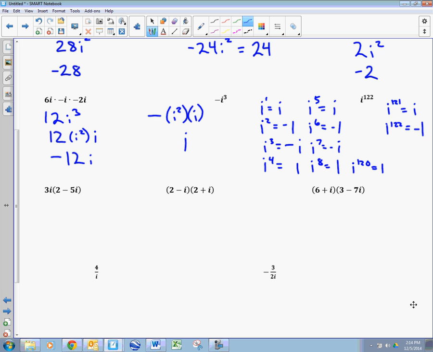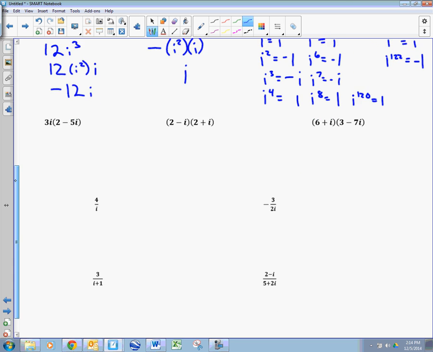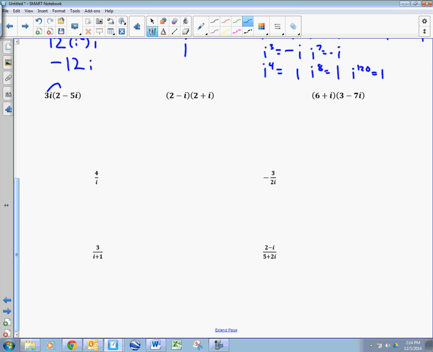This isn't the only time that this comes up in mathematics, by the way. Trigonometry, this comes up a lot. Calculus, this comes up a lot. So that pattern of 4, kind of recurring. 3i times 2, 6i minus 15i squared. 6i plus 15. Only we don't write it as 6i plus 15, but rather 15 plus 6i. Always the real part first, the imaginary part second.